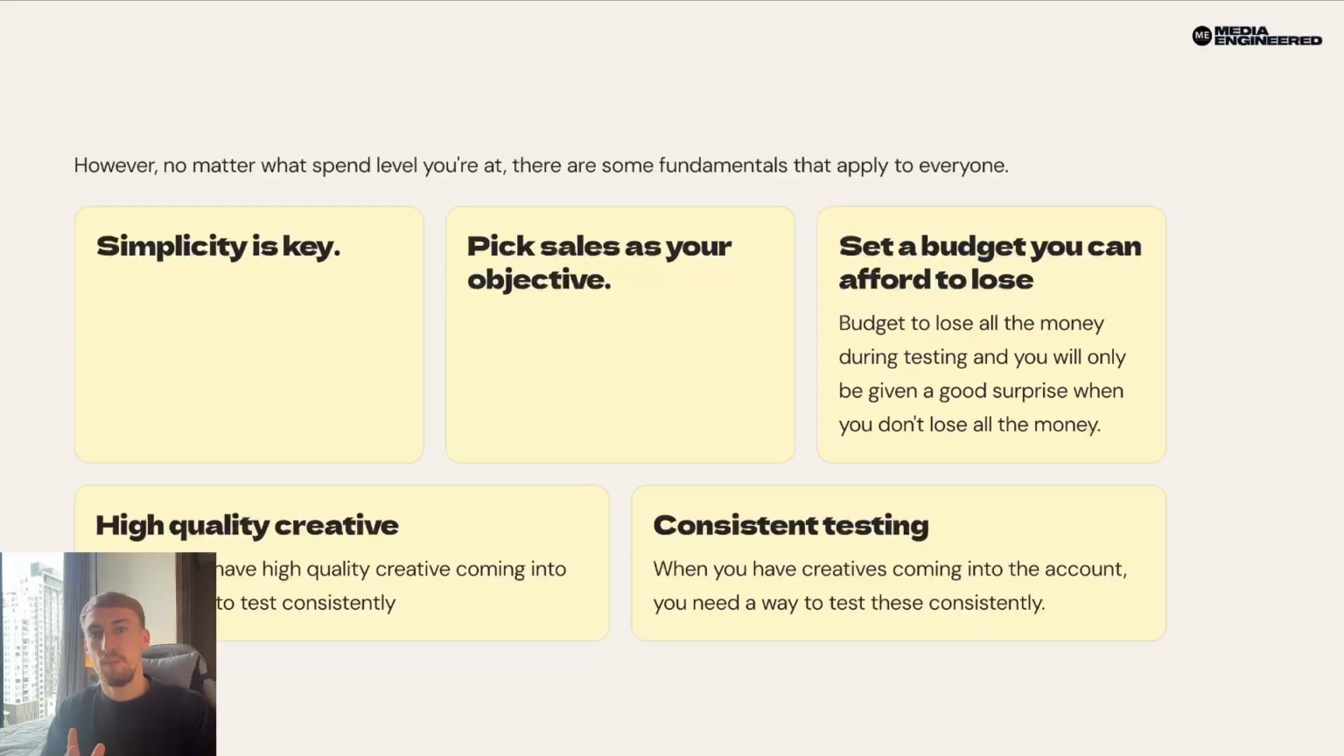Second is pick sales as your objective. It's super straightforward, but I still see so many brands making this mistake. And third is set a budget you can afford to lose. So budget to lose all the money during testing, and you'll only be given a good surprise when you don't lose all the money.